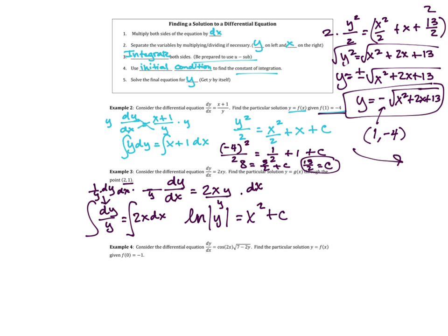So I'm going to switch colors so I know this is plug in time. So natural log of y, with y being 1, equals 1 squared plus c. Natural log of 1, so when x is 1, 0. Very nice. Y'all know stuff. I'm proud. 0 equals 1 squared plus c. Let's call that 1. So c is negative 1. Agreed.